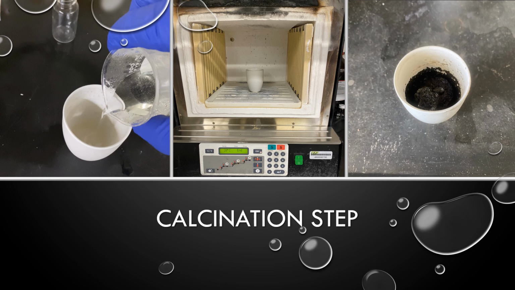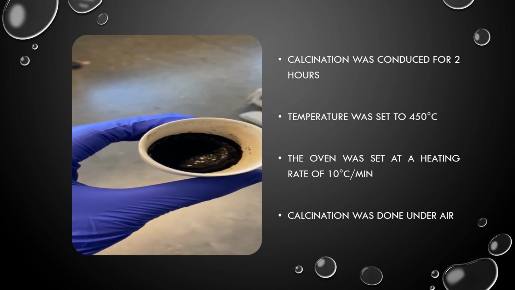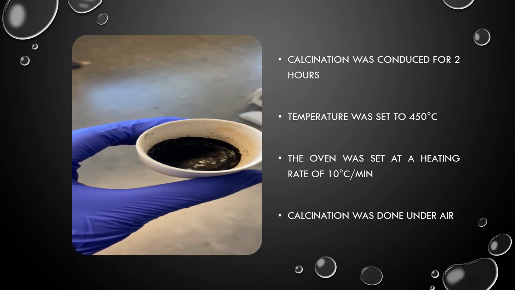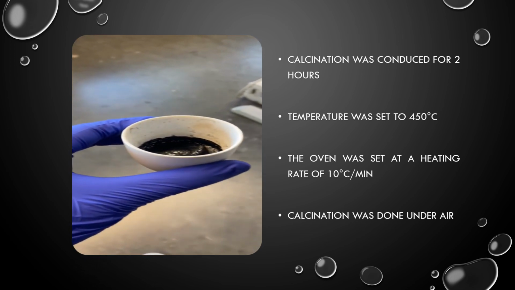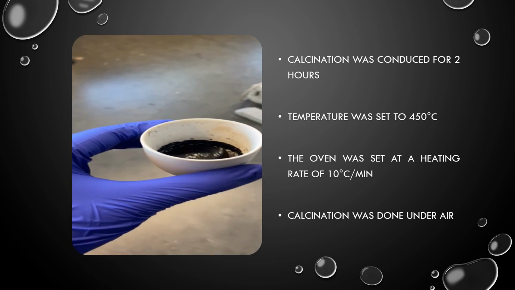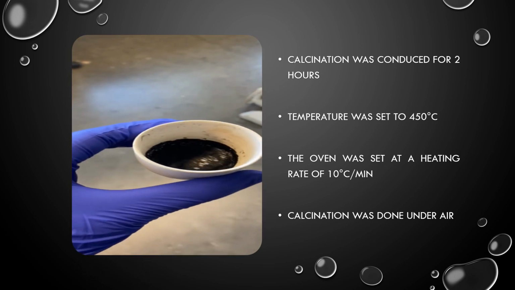oven to calcinate. The oven was set to raise the temperature inside at a rate of 10 degrees Celsius per minute until 450 degrees Celsius were reached. After that, the high temperature was maintained for 2 hours to allow for all organic and volatile compounds present in the gel to pyrolyze and for the water to evaporate.